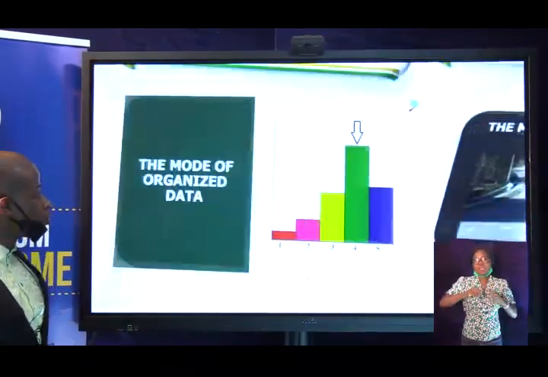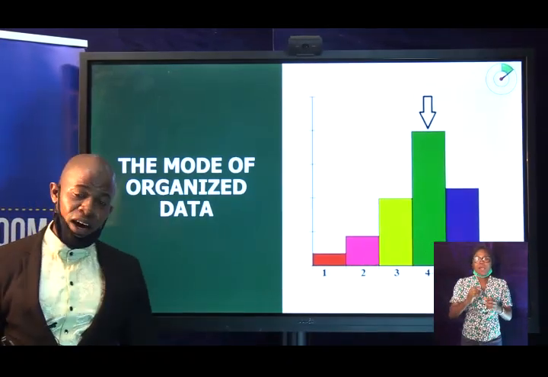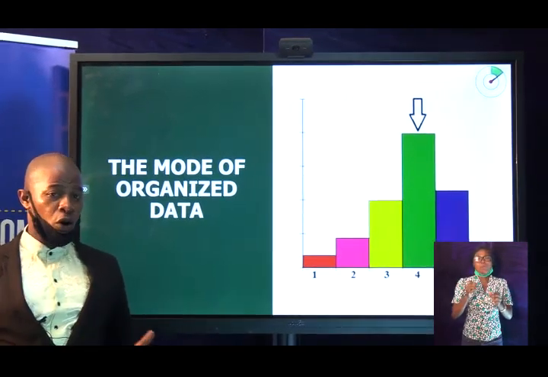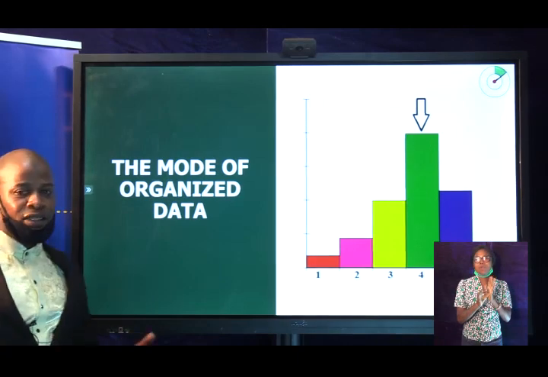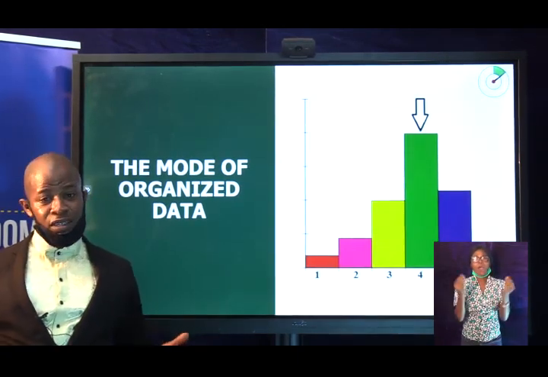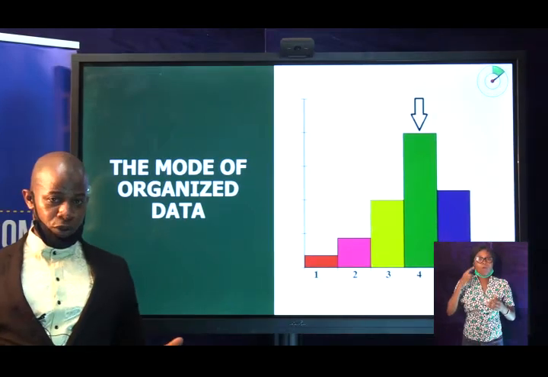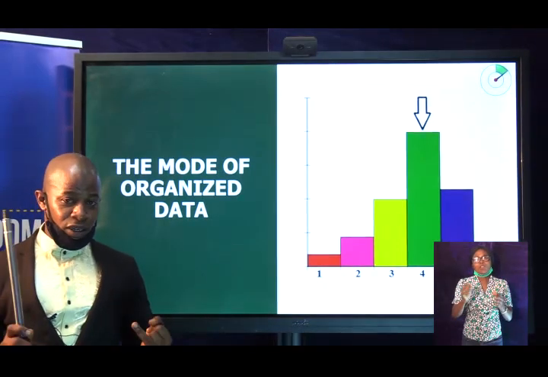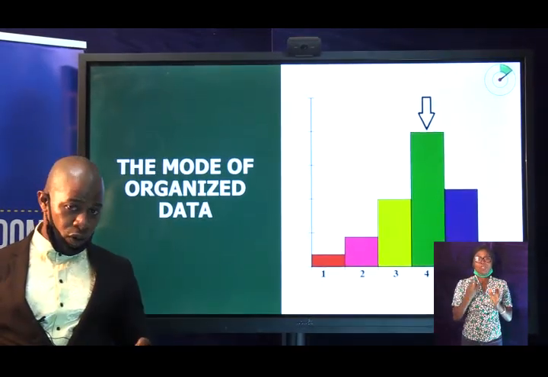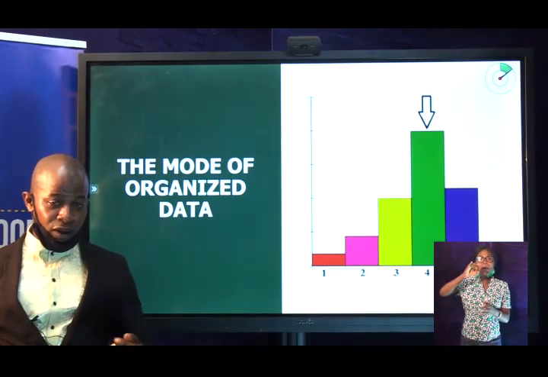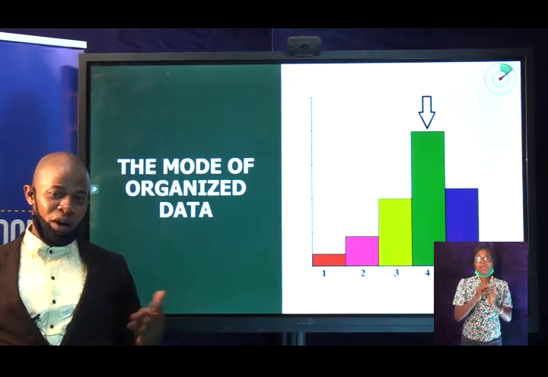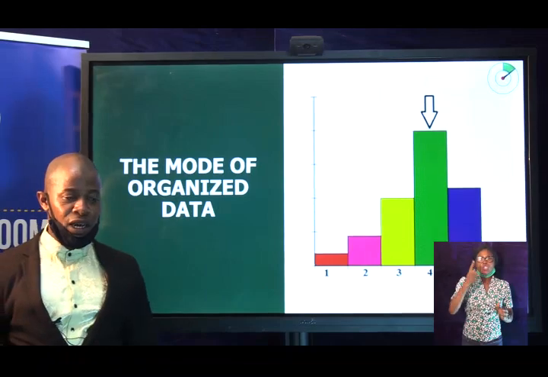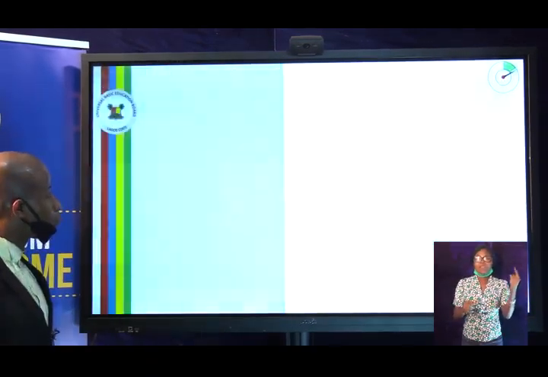Let's begin with the mode of organized data. Recall that in our last lesson, we said that the mode is the data with the highest frequency or the highest count. Now, when data has been organized for you, it becomes even easier for you to identify the mode. And what are the ways by which we organize data? We can organize data using the tally chart, the count or frequency table, the bar graph, the pie chart, the pictogram. When data has been arranged in all these forms for you, you will just pick out the mode very easily, as you will see in the next couple of examples.